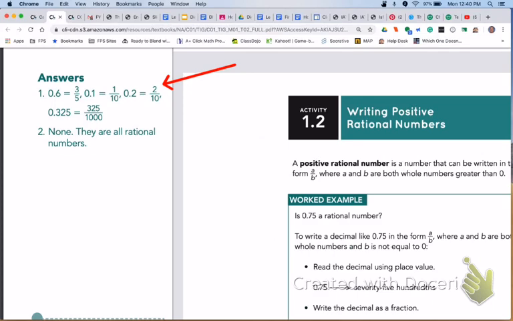For number 1, 0.6 is equal to 3/5. 0.1 is equal to 1 over 10. 0.2 is equal to 2 over 10, and 325 thousandths is equal to 325 over 1,000. For number 2, our answer would be no, because they are all rational numbers.